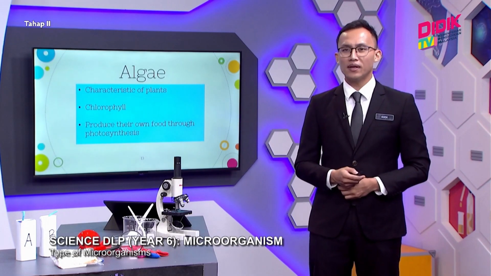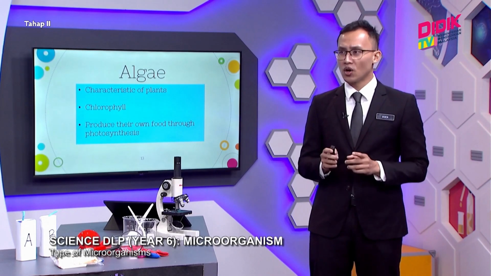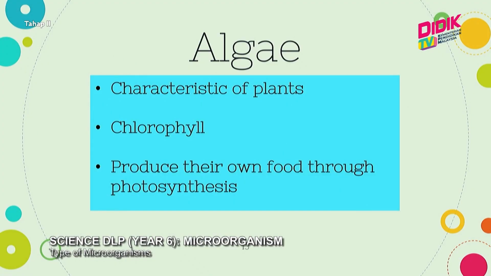Now we have the algae. Algae is actually a very interesting microorganism because it possesses characteristics of a plant. Oh, okay. So what are the characteristics of a plant? It has chlorophyll.